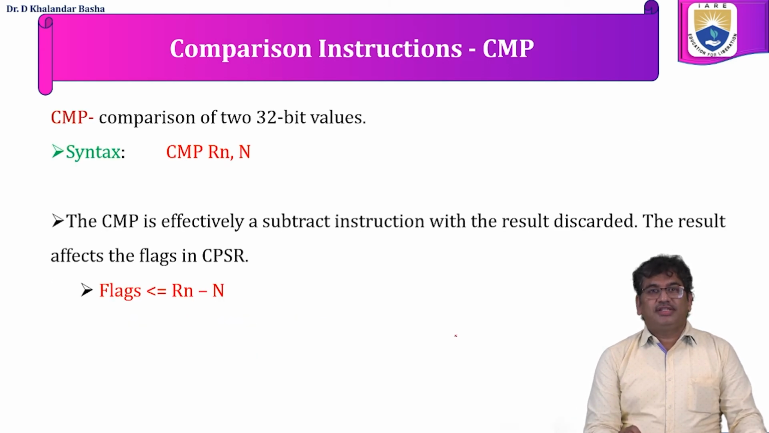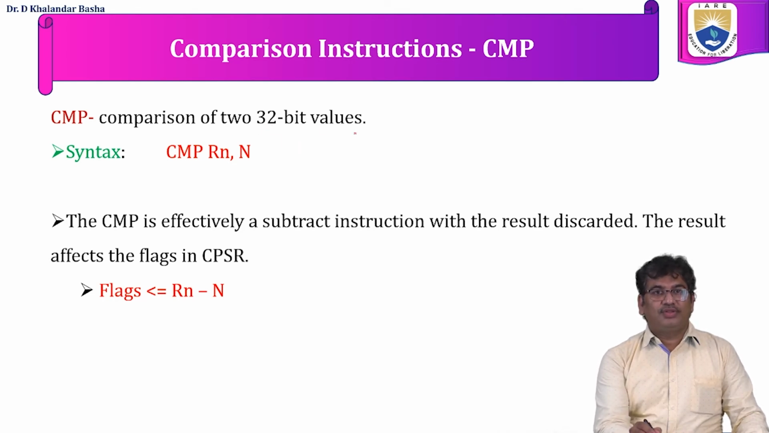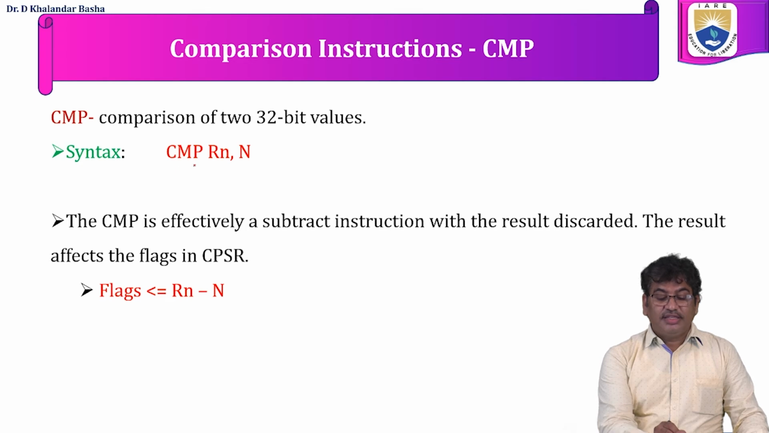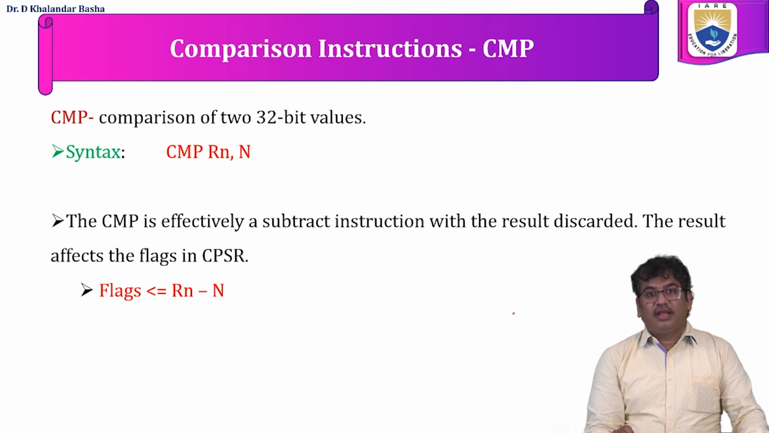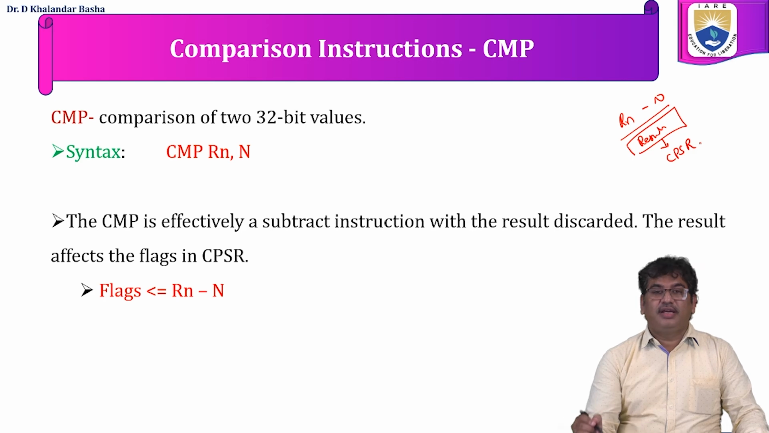The first instruction is CMP, which is for comparison of two 32-bit values. The syntax of the instruction is CMP, Rn, comma, N. This instruction will compare the Rn contents with N by performing subtraction. So this will perform Rn minus N. Based upon the result which is obtained, this will update the flags in the CPSR register.